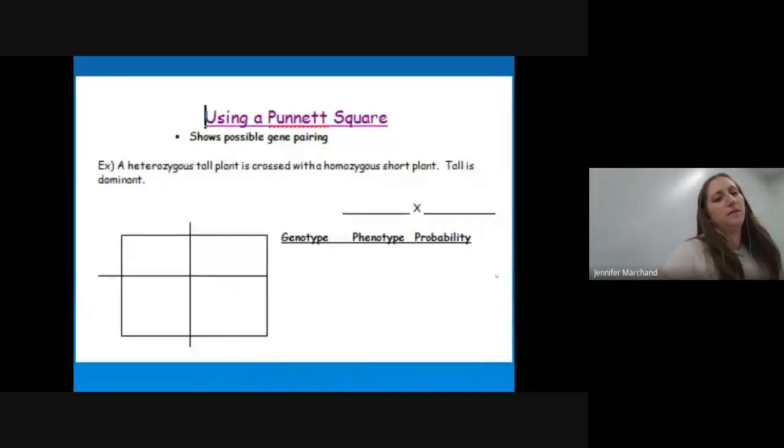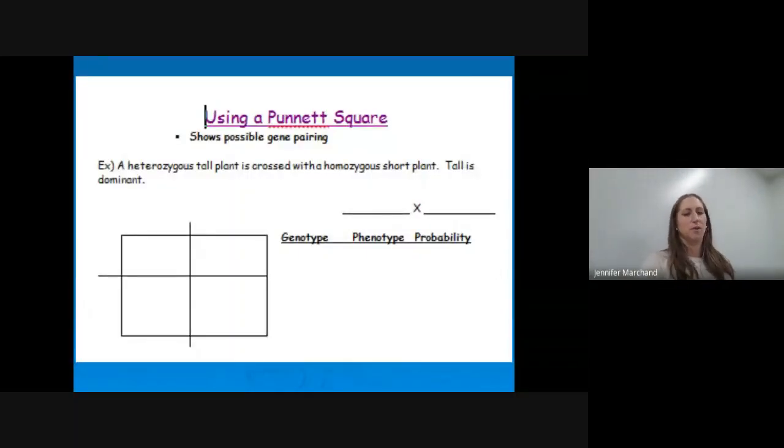Okay, so we have this Punnett square, and what we're going to refer to here is the tall plant, which is crossed with a homozygous short plant. So, heterozygous. You're going to make a little Punnett square on a paper, just like that one there. Your heterozygous is going to be a big T, little t, and the homozygous for a short plant is going to be little t, little t on the side there, okay?